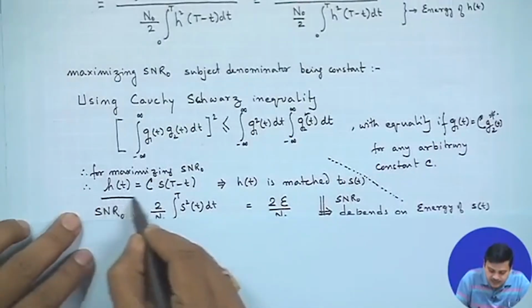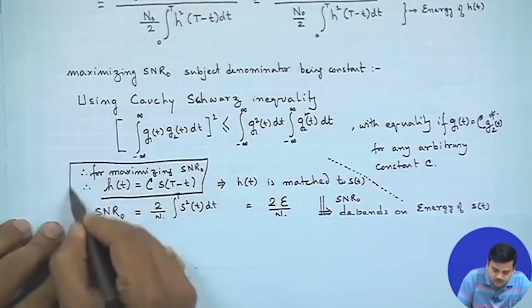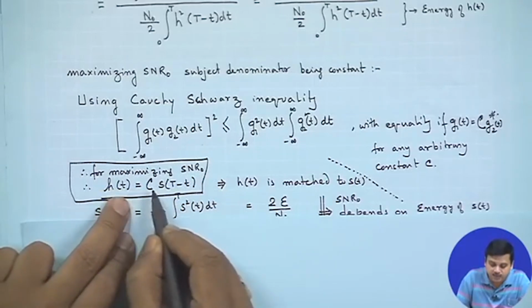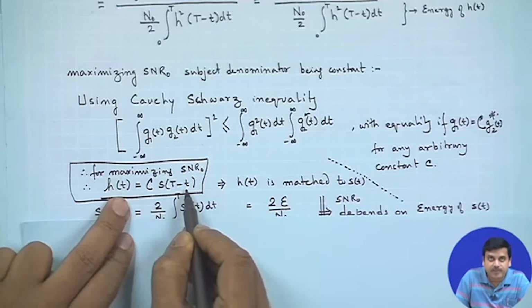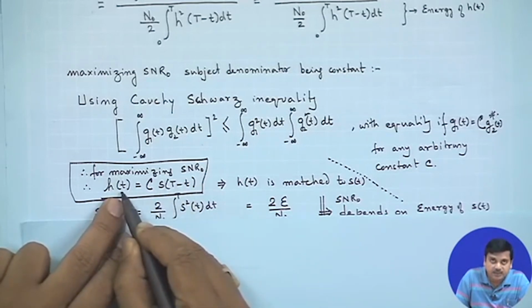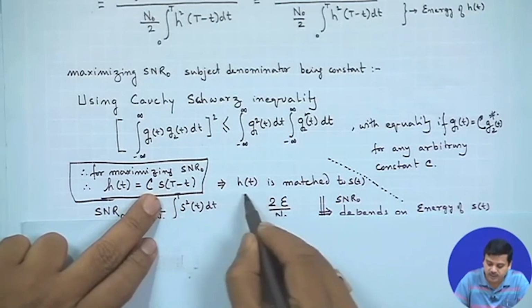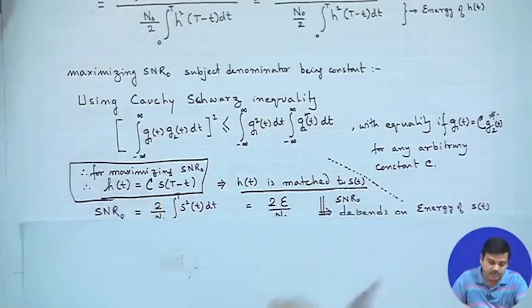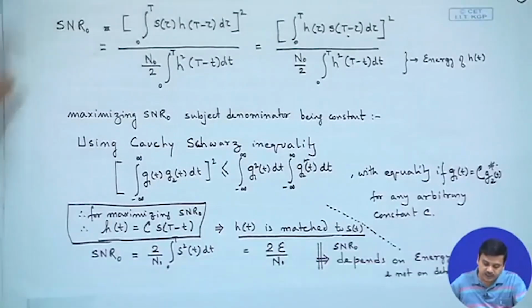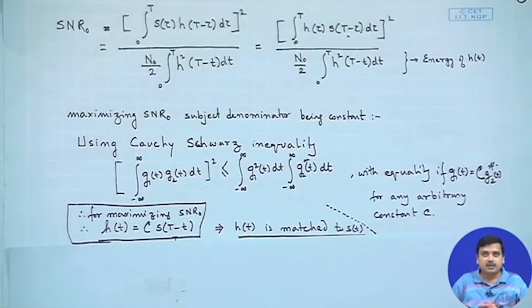So, if you see, h of t is some constant multiplied by the flipped version of the signal itself, which we had defined initially to be the matched signal or the matched filter to s of t. So, here we have h of t matched to s of t. That means we could see that the condition to maximize the SNR is reached when we have the filter impulse response that is matched to the signal itself.